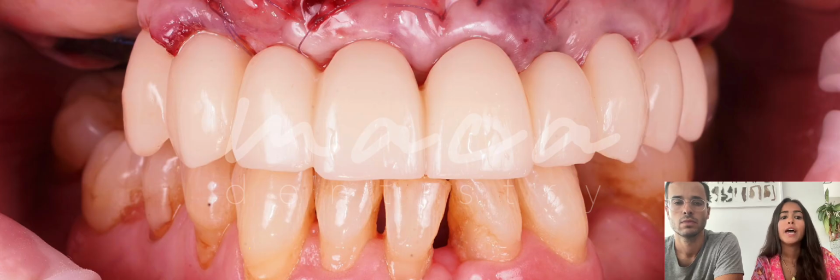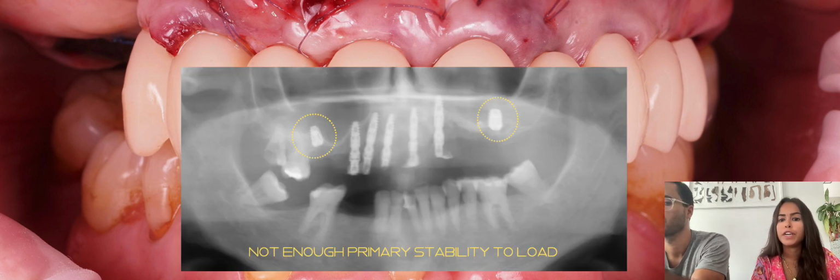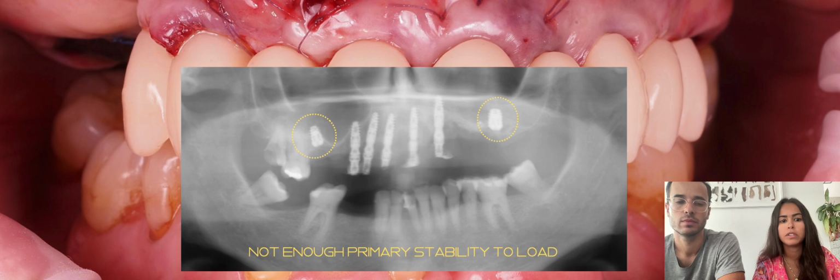Here you can see an intraoral picture immediately after the surgery, and also the post-operative panoramic X-ray confirming the proper fitting of the prosthesis to our OMNI abutments. As you can see, the immediate prosthesis is only attached to 5 of the 7 implants we placed because the 2 most posterior implants did not achieve enough primary stability to load.